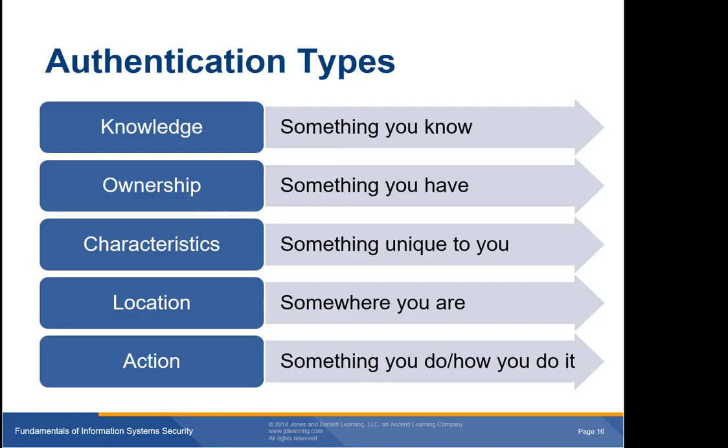Next, you have location, somewhere you are, such as your physical location when you attempt to access the resources. And last is action, something you do or how you do it, such as the way you type on a keyboard. Each type of authentication can be easily compromised on its own. The use of controls from only one category is known as single-factor authentication. Systems containing sensitive or critical information should use at least 2 of these authentication types. The use of techniques from 2 or more of these categories is called two-factor authentication and provides a higher level of security than using only one.